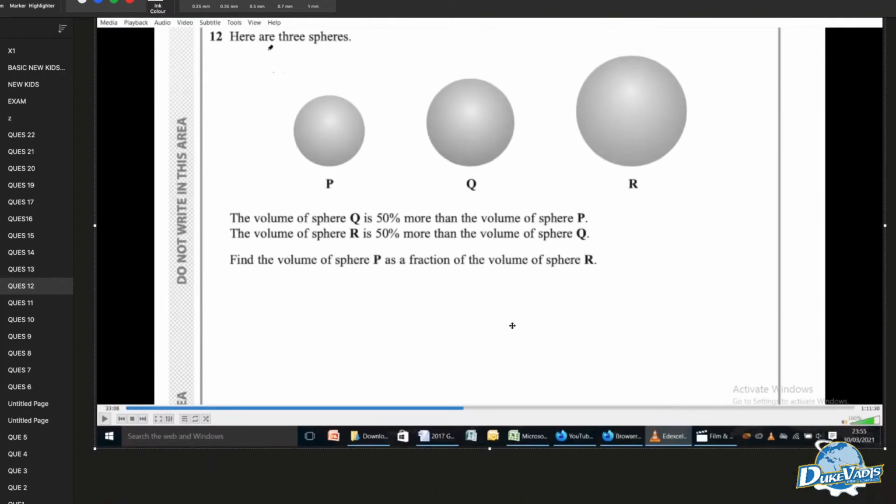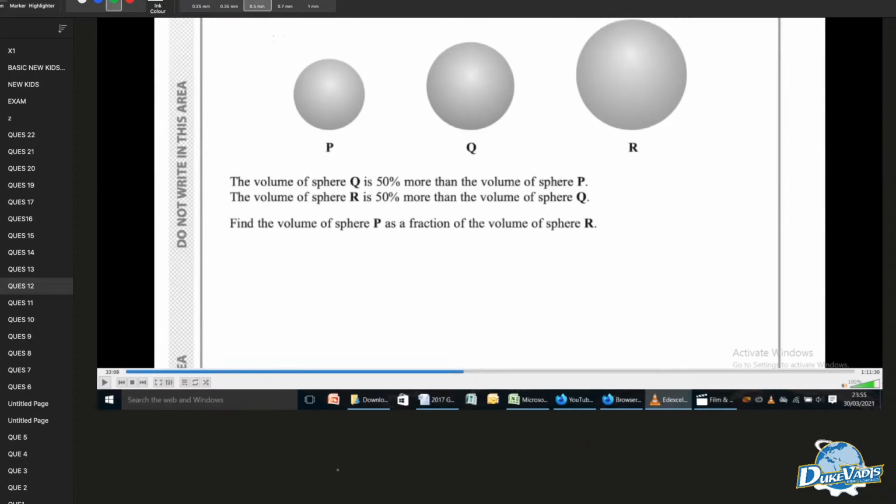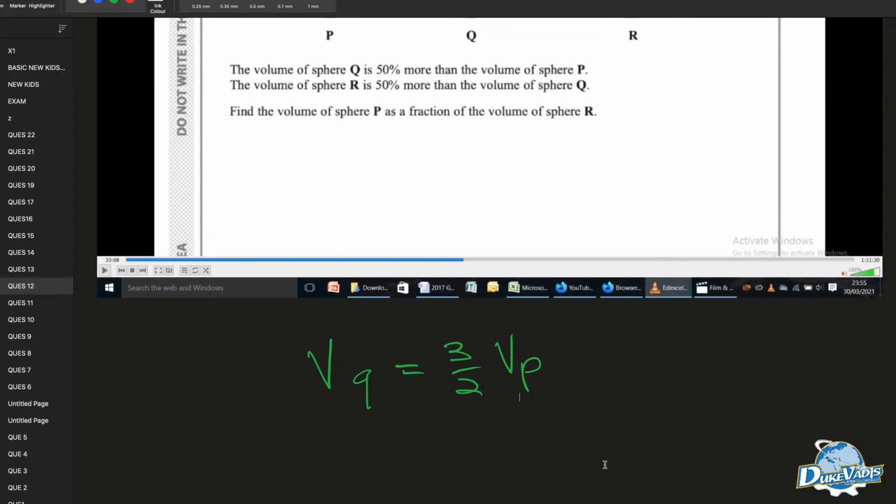The first condition we've been given is that the volume of sphere Q is 50% more than the volume of P. So if V is the volume, the volume of Q is 3/2 of P. So that is one condition we have been given.